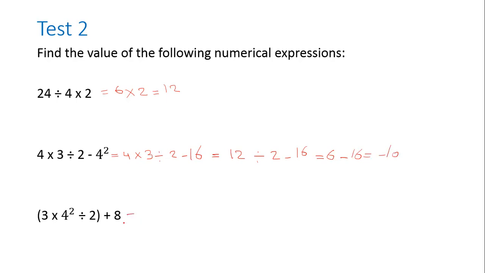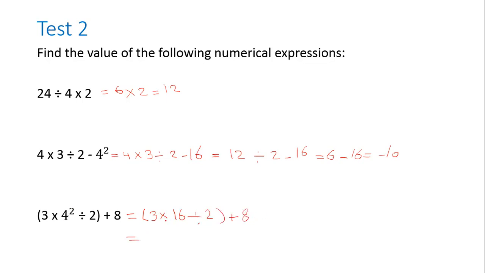Now, the last expression: between brackets, we have 3 multiplied by 4 to the power of 2 divided by 2, then close the bracket and add 8. This expression, we start performing the operations inside the brackets. So inside the brackets, we have multiplication, exponent, and division. We start with the exponent. 3 multiplied by 16, 4 to the power of 2 is 16, divided by 2. We close the bracket and we add 8.